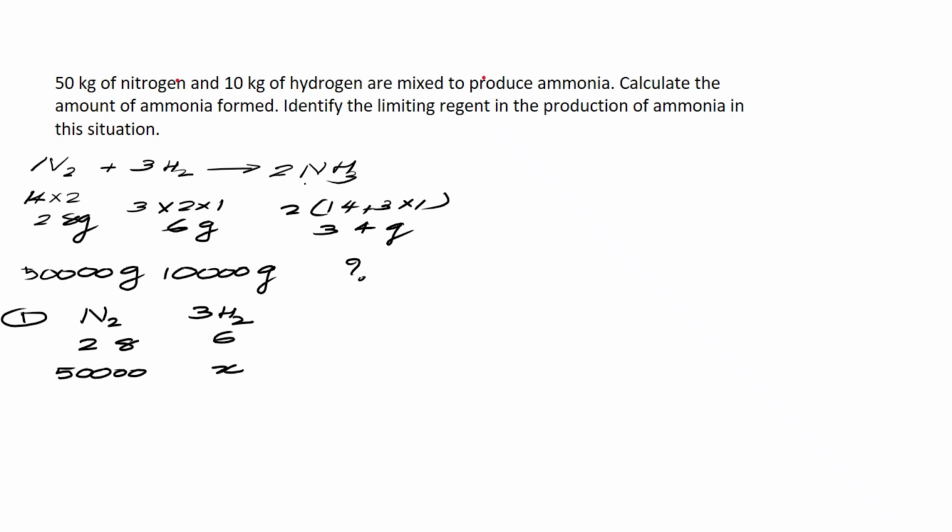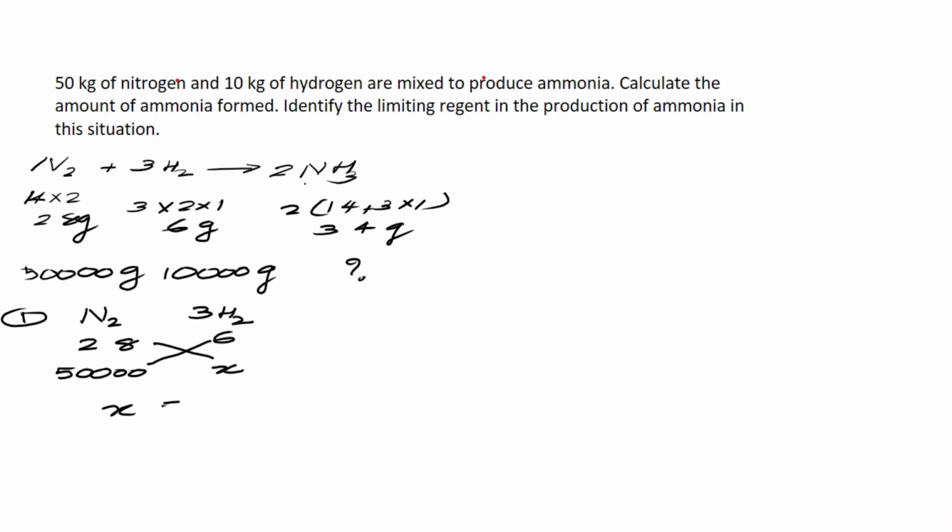So here I am not writing hydrogen's given mass, let it be X, and nitrogen's mass is 50,000 grams. Here X represents the amount of hydrogen required to react with 50,000 grams of nitrogen. It means we have 10,000 grams of hydrogen. It may or may not be enough. Sometimes we need a hydrogen amount which can be more than 10,000 or less than 10,000. So what is that actual amount? That is represented by X.